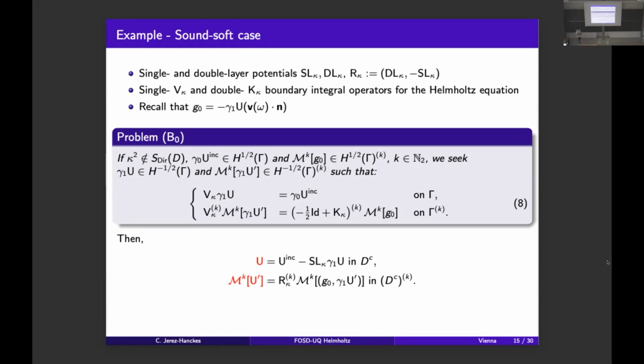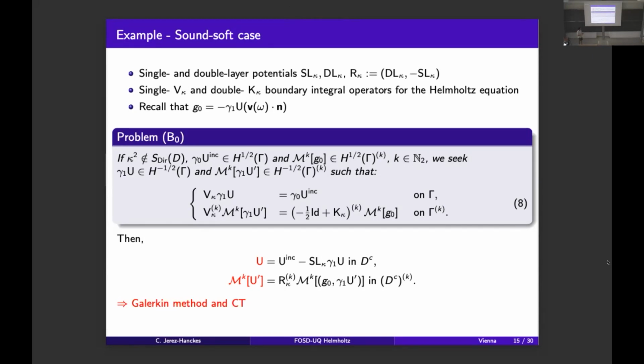You have the incoming wave plus or minus the single layer of the Neumann trace in the exterior domain. And then for the moments you have U, single and double layer and single layer of this quantity here, once you obtain this object here.